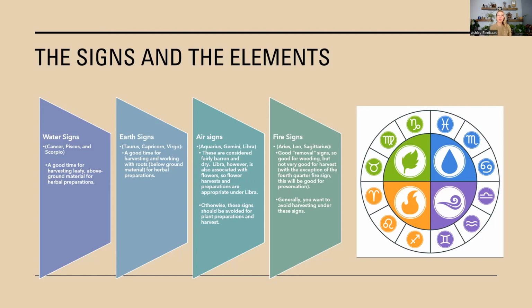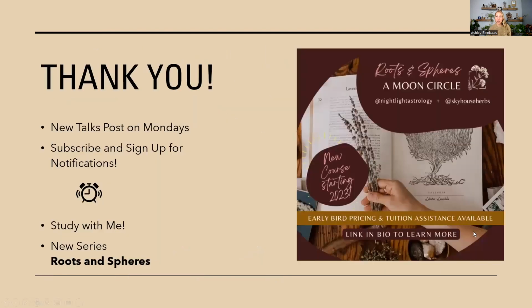But for you guys right now, I think what's going to be helpful to understand is that we can pair the astrological signs with the elements here on earth. So we have Cancer, Pisces, and Scorpio. They fall into water signs. We have Taurus, Capricorn, and Virgo over here in our earth signs.